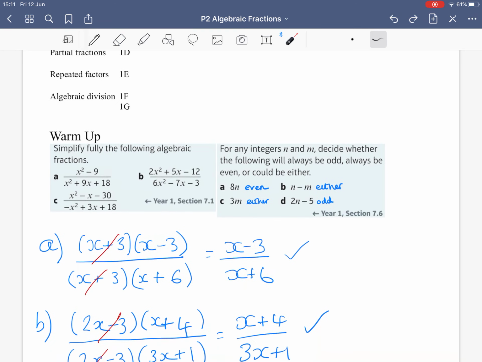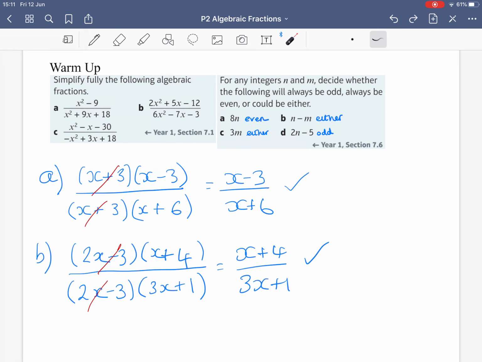Okay, welcome back. So we're first of all going to go through the warm-up questions. For question A, the top is the difference of 2 squares. So I factorised it into x plus 3, x minus 3, and then I factorised the denominator as well. That means that we share a common factor of x plus 3 top and bottom, which I've cancelled out, which just leaves us with x minus 3 over x plus 6.